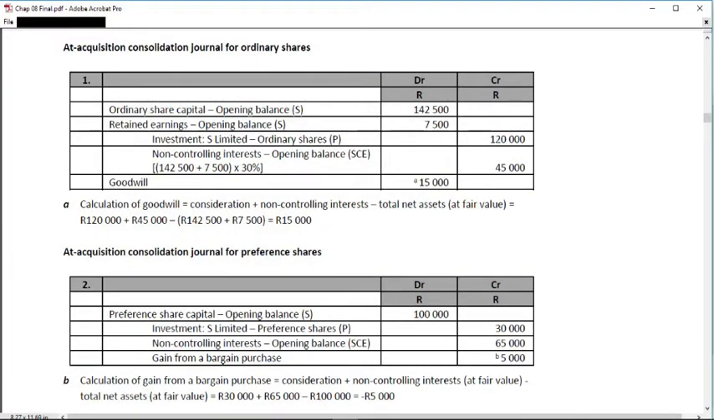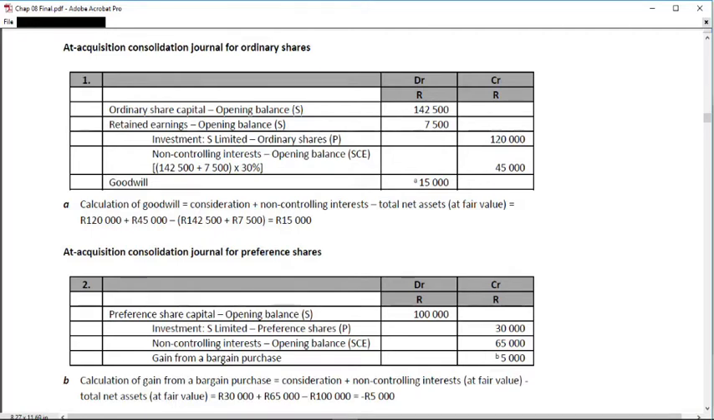Now that we've done all the hard work with the timeline and the discussion and the analysis of equity, we can continue with the consolidation process. And the first thing we're going to do now is to go through the consolidation journal entries. We've already discussed all of these amounts.